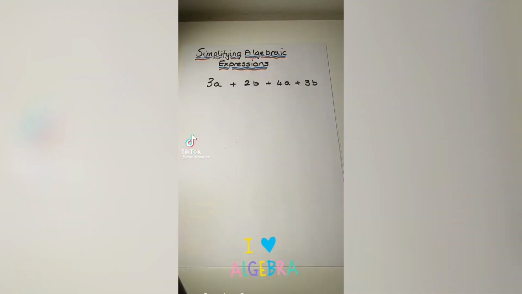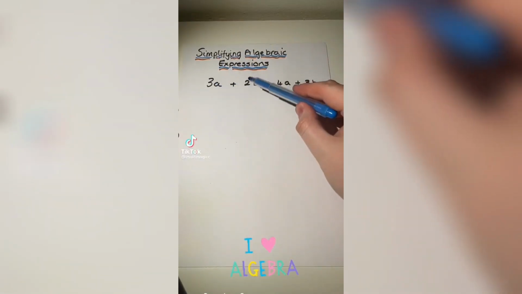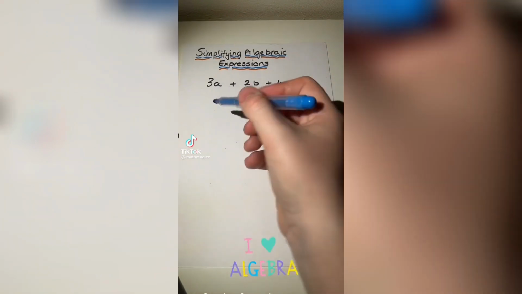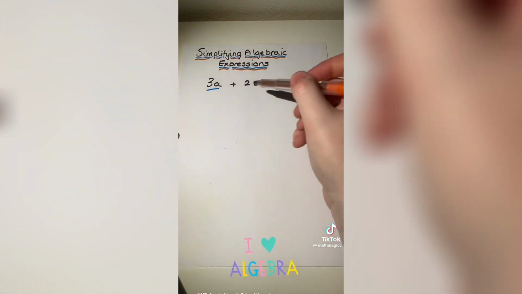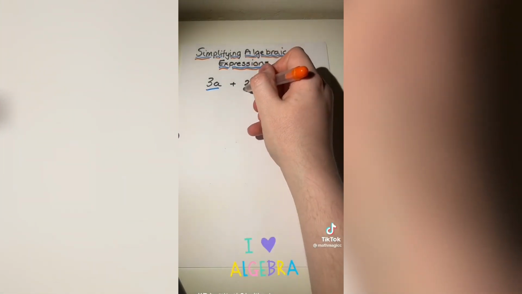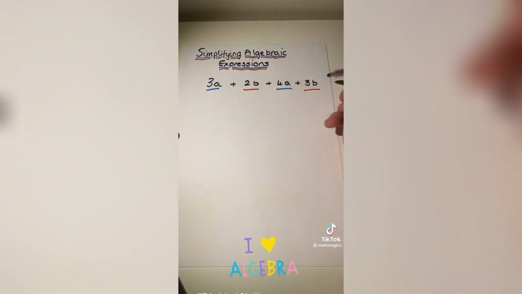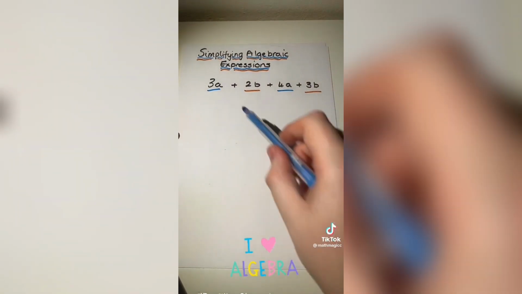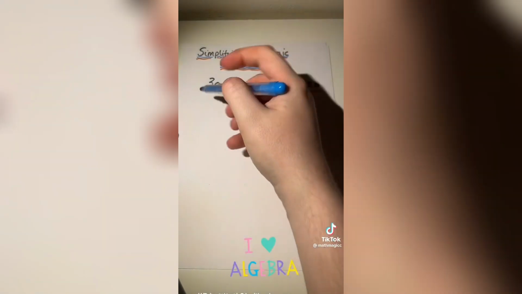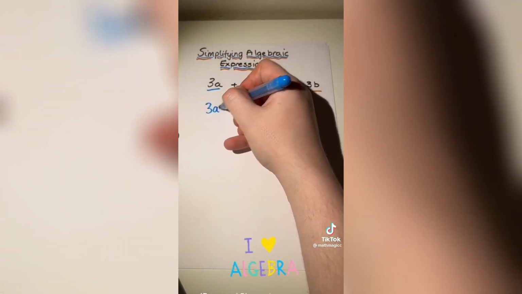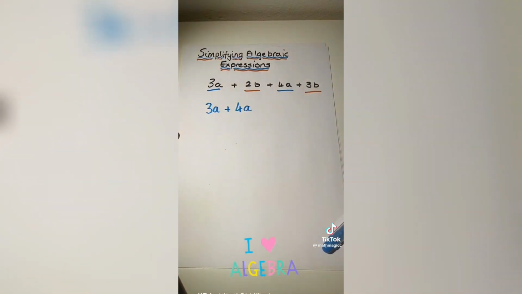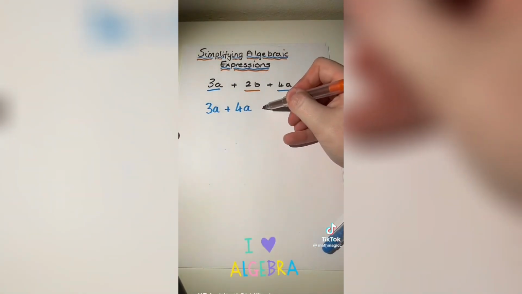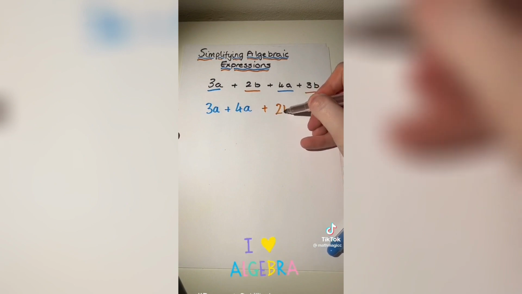Either way works. Now, you have 3a plus 2b plus 4a plus 3b. We have to deal with each a and b separately, so I will underline the a's in blue and the b's in orange. Because we can deal with them separately, I can start by adding the 3a and the 4a. Then I can move on and add the 2b and 3b.